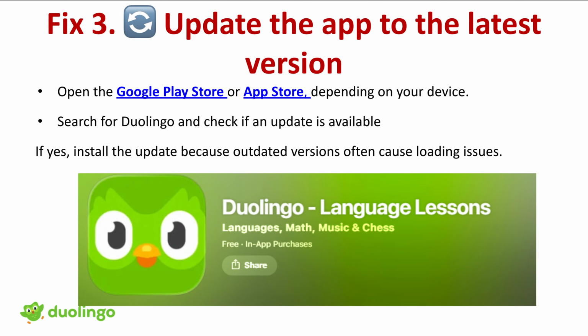Third fix is update the app to the latest version. Open the Google Play Store or App Store depending on your device, search for Duolingo and check if an update is available. If yes, install the update because outdated versions often cause loading issues.